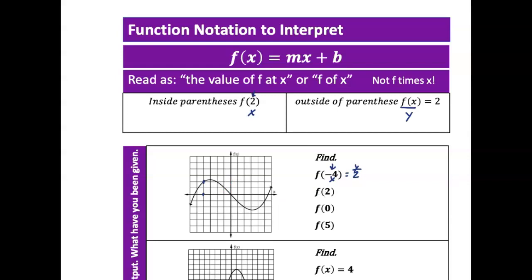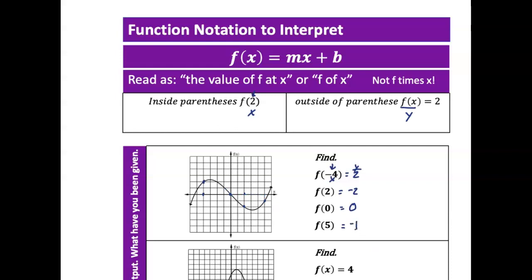Here, f at 2. So that means my X is 2. Well, 2, where does that meet my graph? Meets it here, so that would be -2. So when my X is +2, my Y is -2. What about f at 0? When my X is 0, what is my Y? My X is 0, my Y is 0. What about 5? 1, 2, 3, 4, 5, and it looks here, so it'd be -1.